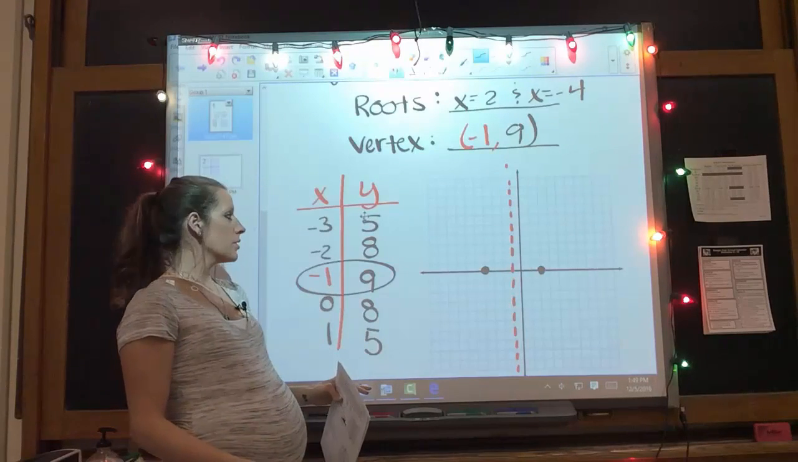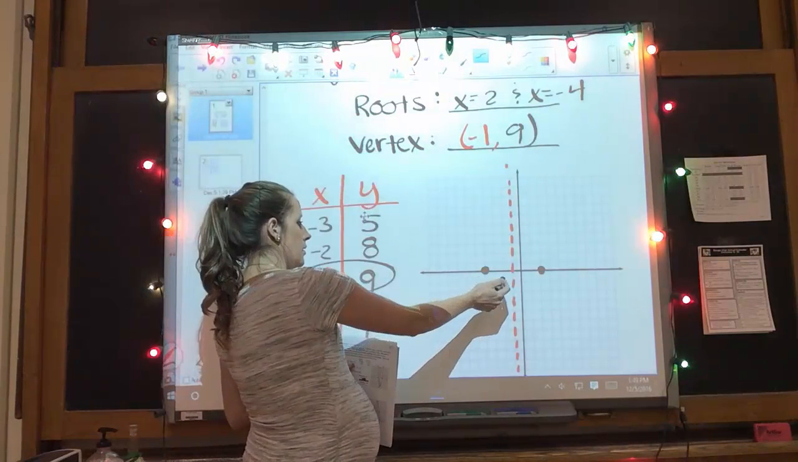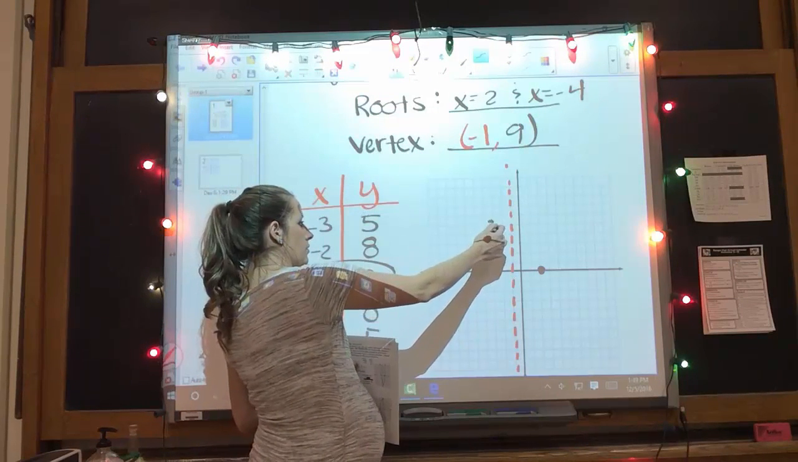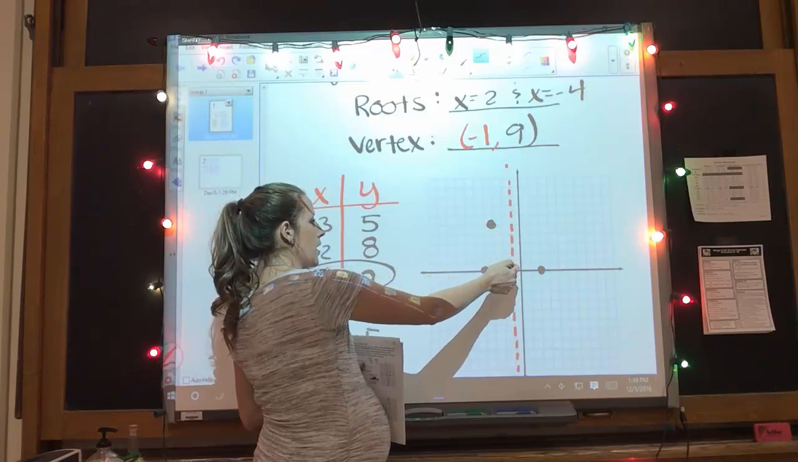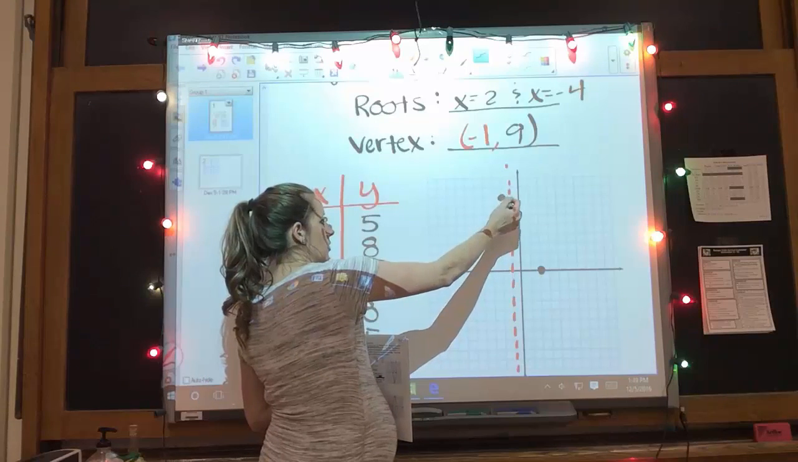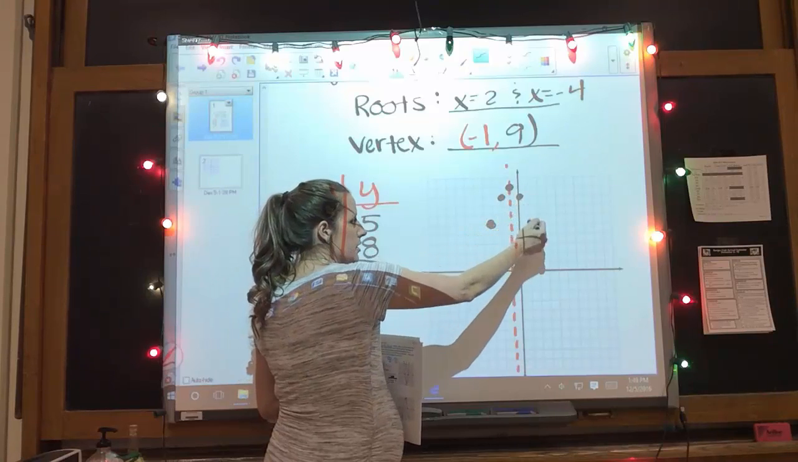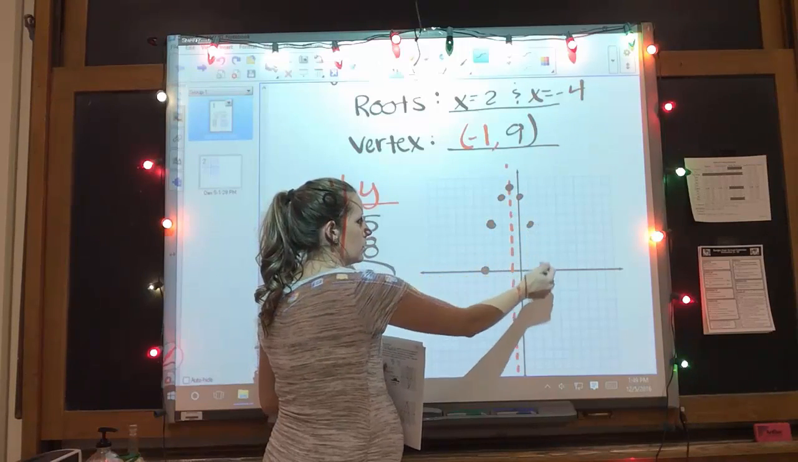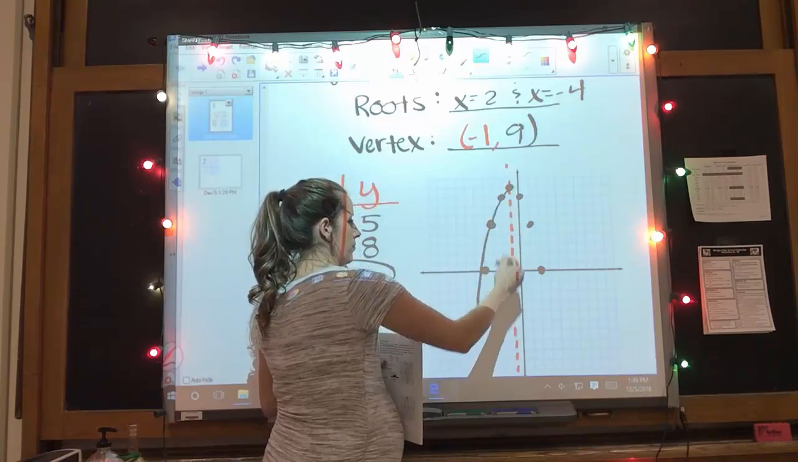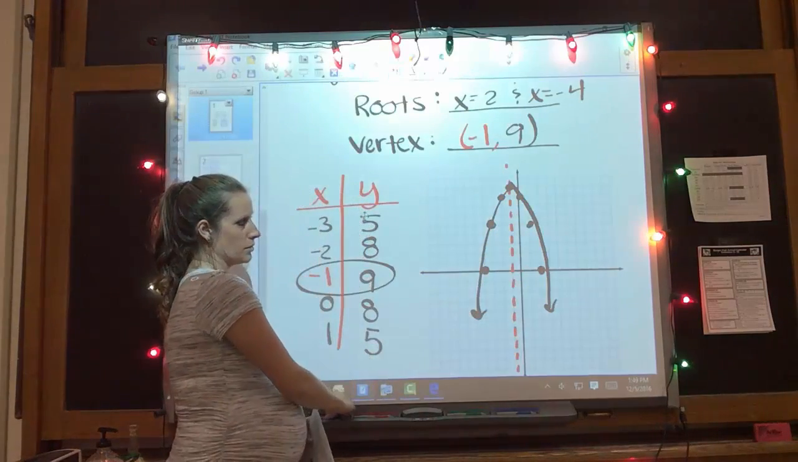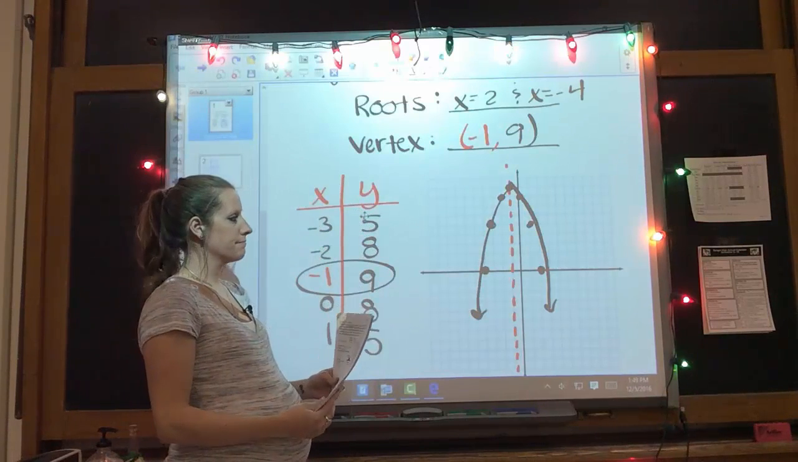Okay, now we're going to plot those points. Negative 3, 5. 1, 2, 3, 4, 5. Negative 2, 8. Negative 1, 9 is my vertex. And then that parabola is going to start coming back down. So it looks like this.